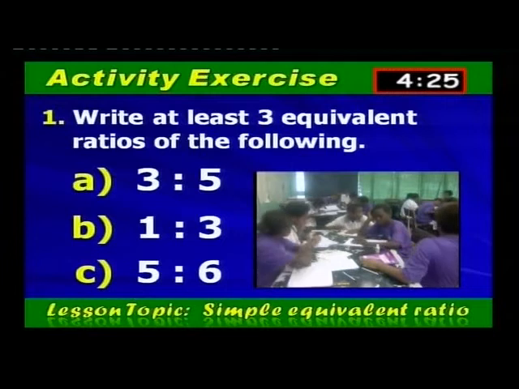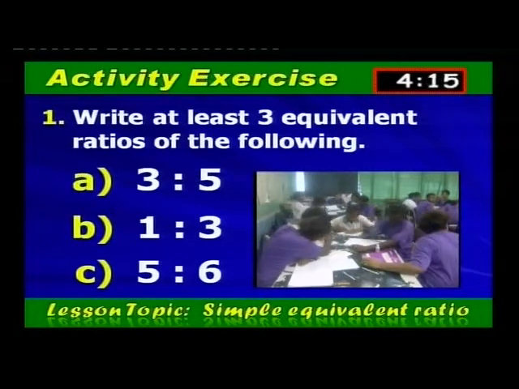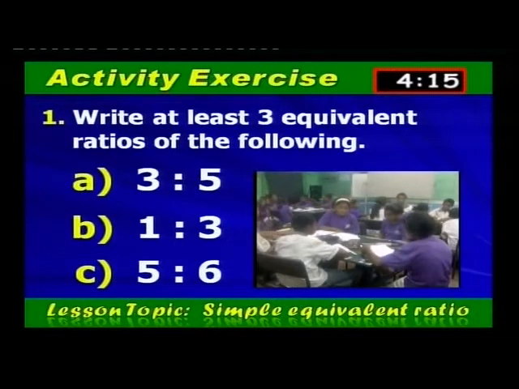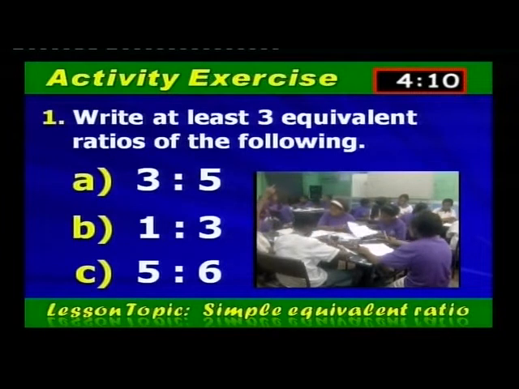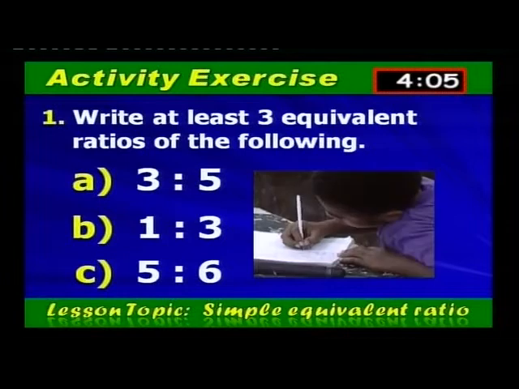How are you going to get an equivalent ratio for 3:5? Remember, you're going to get at least 3, okay? 3 for each. So how are you going to get 3 equivalent ratios for 3:5? B, 1:3, and C, 5:6.